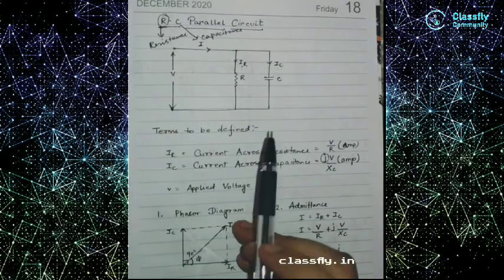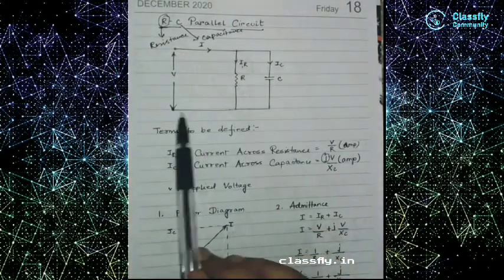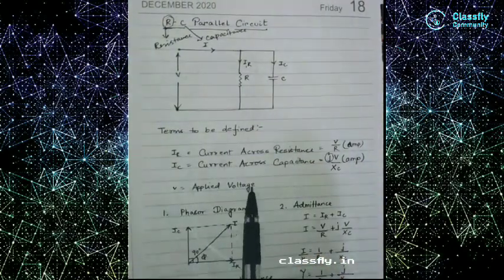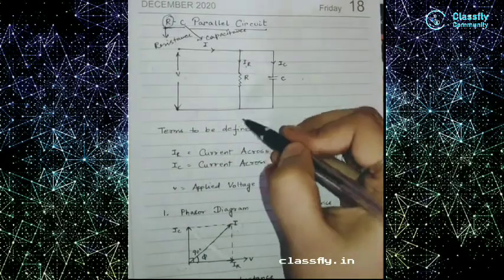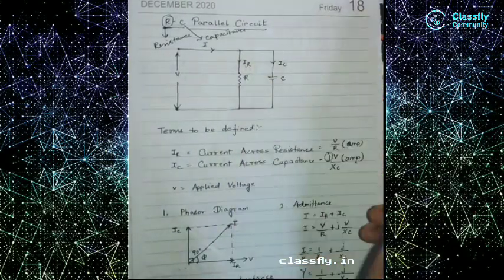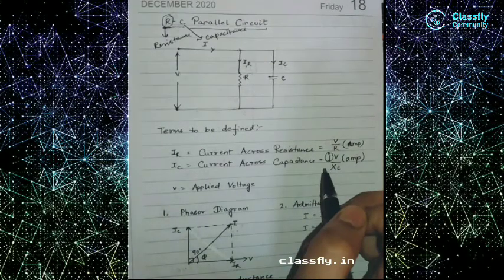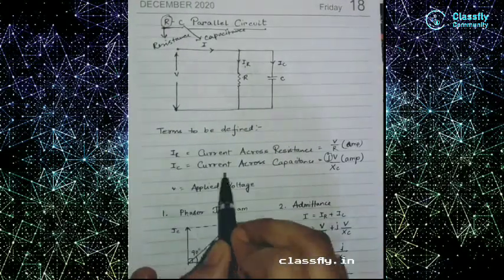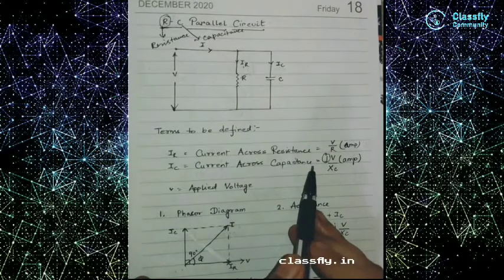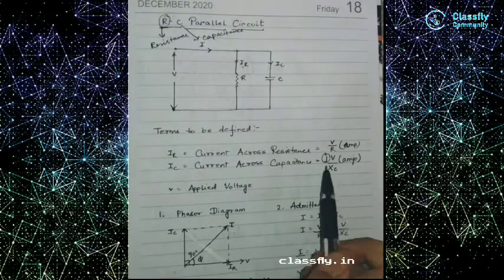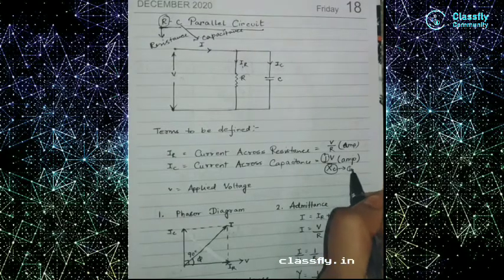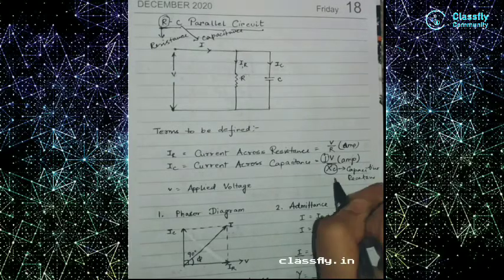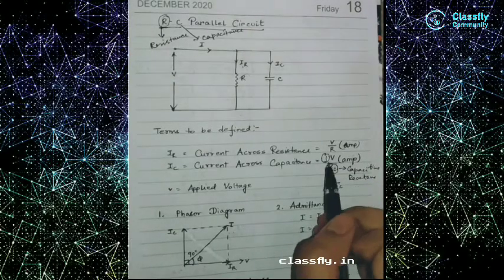Okay, so as I told, we are dealing with the parallel circuit, so we need to define all of the quantities being used. V is our applied voltage, IR is the current across the resistance, and we can denote this as V by R, because we know from Ohm's law that V equals IR. IC is the current across the capacitance, so it will be jV by XC. XC is the capacitive reactance, right? And it can also be written as 1 by omega C.